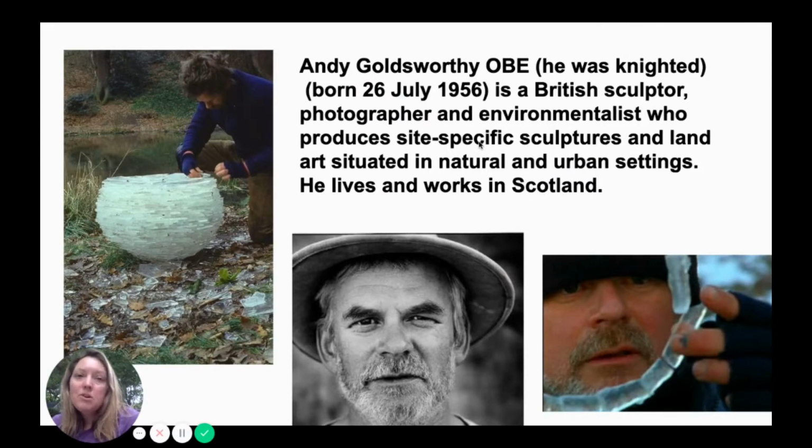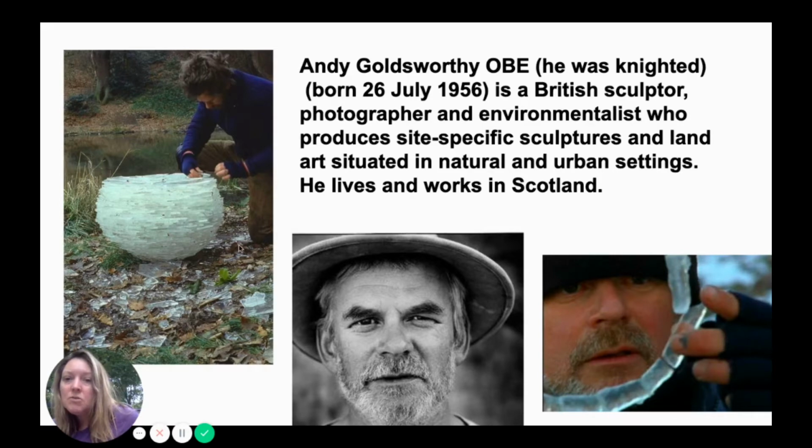Another very famous earth artist is Andy Goldsworthy. Now, he has the title by the Order of the British Empire. That means he was knighted by the Queen. He was born July 26th of 1956, and he's a British sculptor, photographer, and environmentalist who produces site-specific sculptures and land art situated in natural and urban settings. So natural would be like a forest, and urban would be a city or a town. Now he lives and works in Scotland.